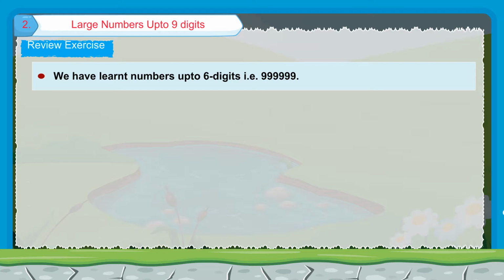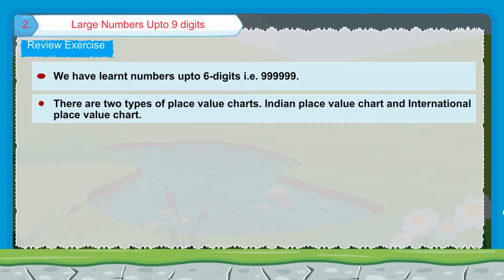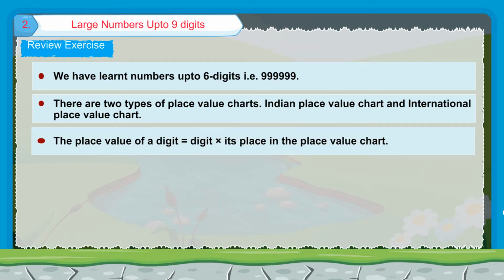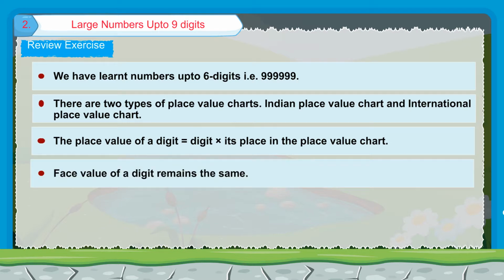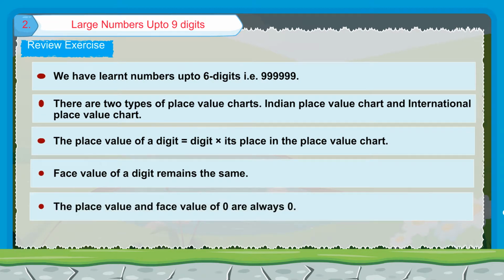Review exercise. We have learnt numbers up to 6 digits, that is 9,99,999. There are two types of place value charts: Indian place value chart and international place value chart. The place value of a digit is equal to the digit multiplied by its place in the place value chart. Face value of a digit remains the same. The place value and face value of 0 are always 0.